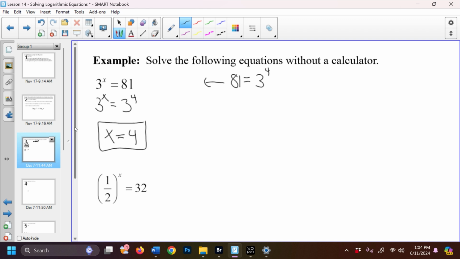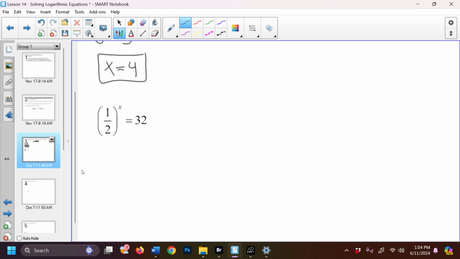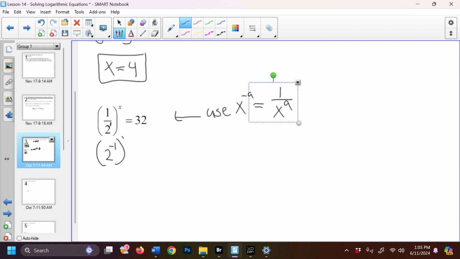All right. Similarly, we can do this a number of ways. The first thing I am going to do is use the property of exponents that says if I have a base to a negative exponent, I can rewrite that as 1 over the base to the positive exponent. I'm going to do that in reverse. Technically, there's a 1 right here, so if I use this property in reverse, I can rewrite this as 2 to the negative 1 to the x power is equal to 32.